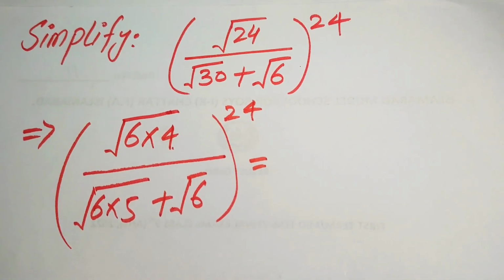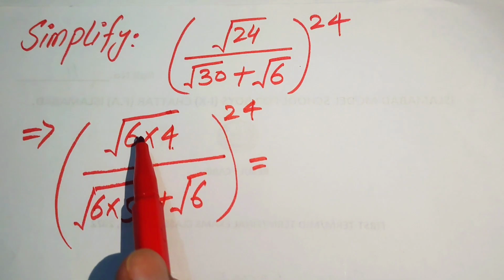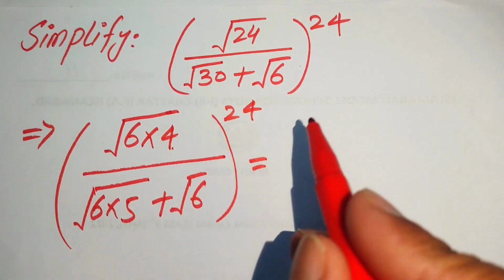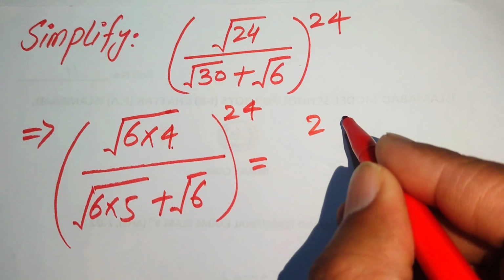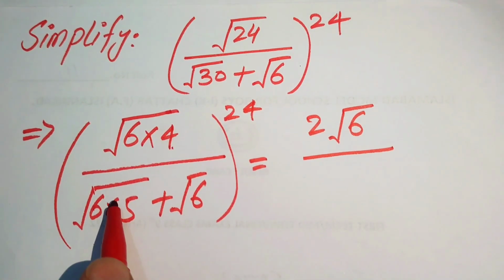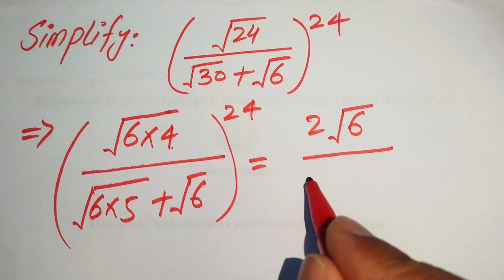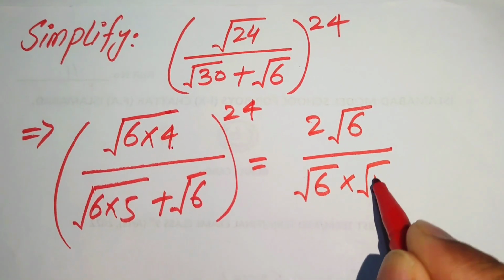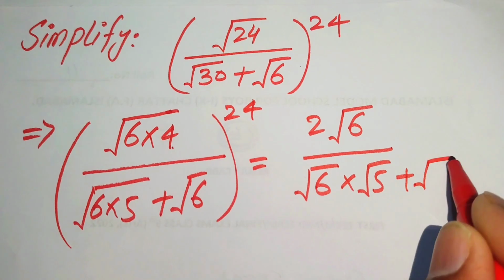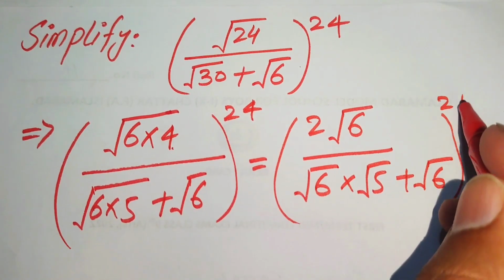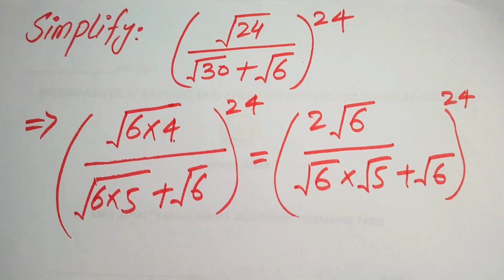And now in the next step, we break this square root sign, and we know that square root of 4 becomes 2 into square root of 6, and it is divided by, here we again break the square root on both of these terms, and it will be written as square root of 6 multiplied by square root of 5 plus square root of 6, and its whole exponent is 24.